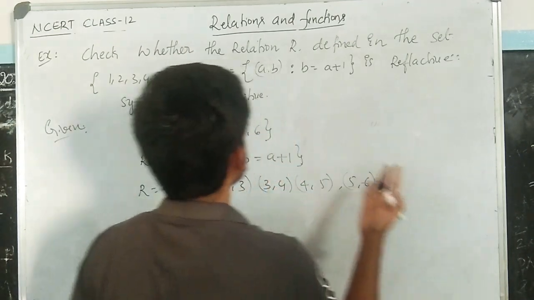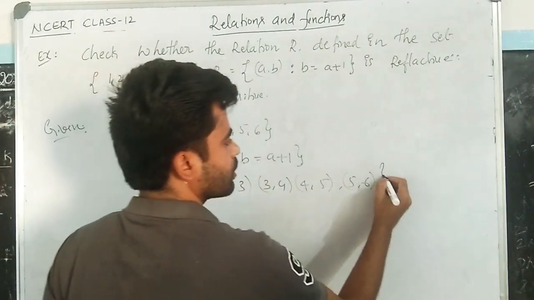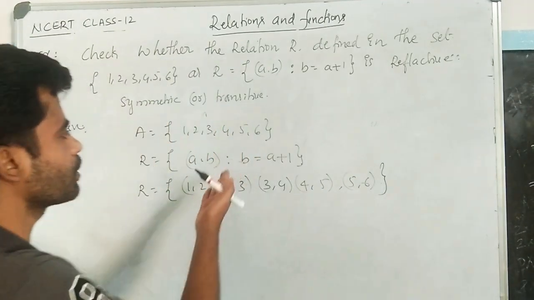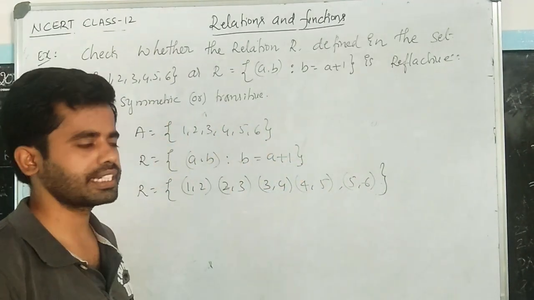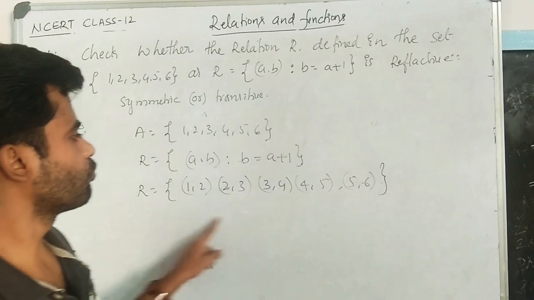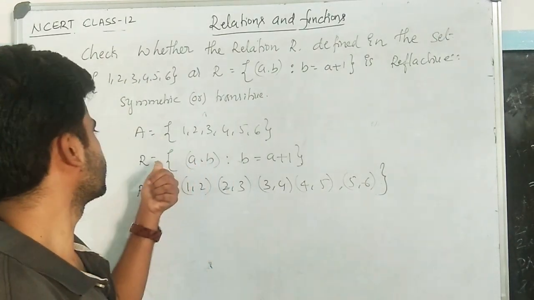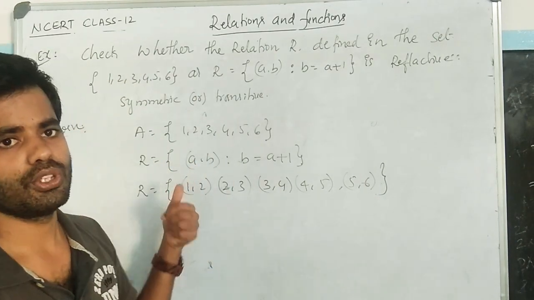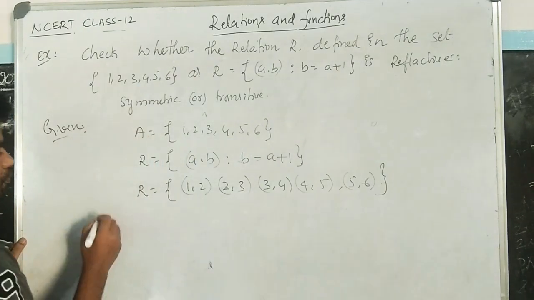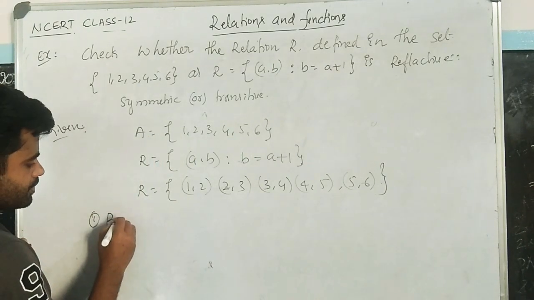No, 7 is not in the set. The rule is satisfied, but 7 is not in the set A. And these are the 5 ordered pairs in the relation R. Okay, now we have to check the first one, that is reflexive.